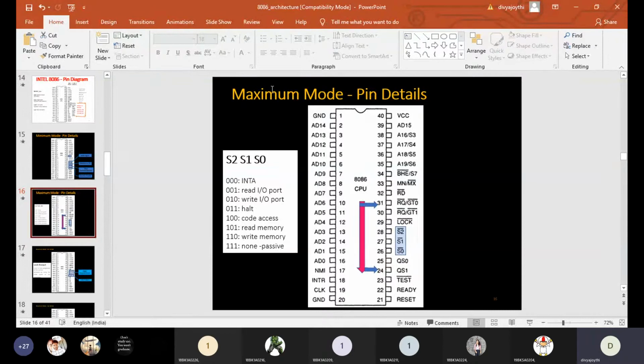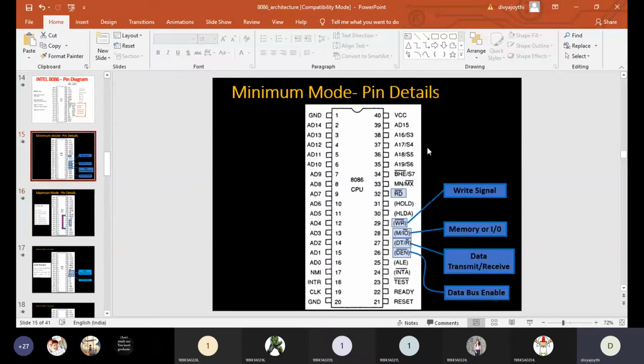So now I'll be explaining the minimum mode pin details. The remaining pins are common. Now, in order to activate 8086 in minimum mode, the input to pin number 33 should be 1 or 0? To activate 8086 in minimum mode, pin number 33 should be minimum mode or maximum mode? It should be one, ma'am. It should be in minimum mode. To make it minimum mode, what should be the value to pin number 33? One. To pin number 33, you need to provide 1.